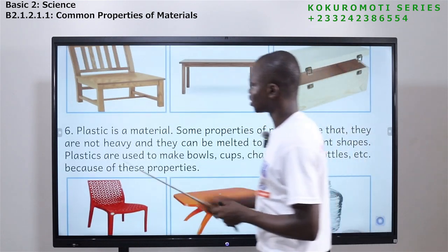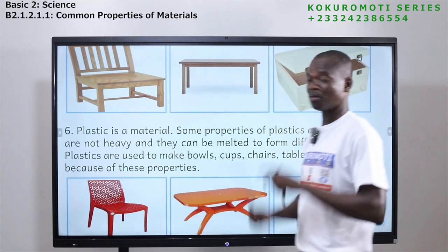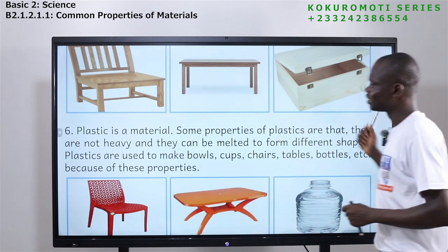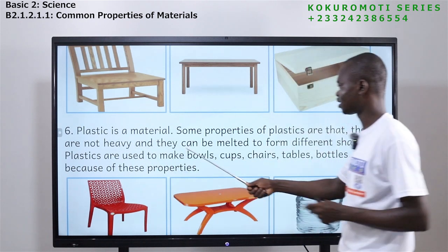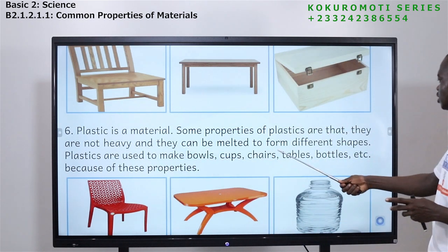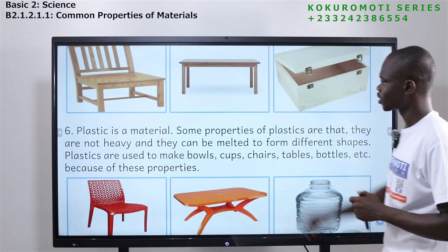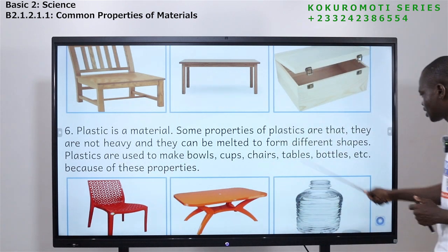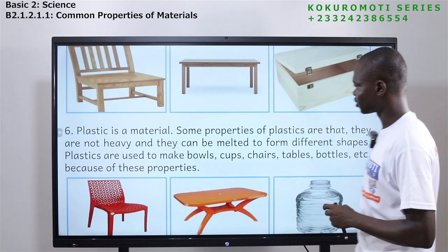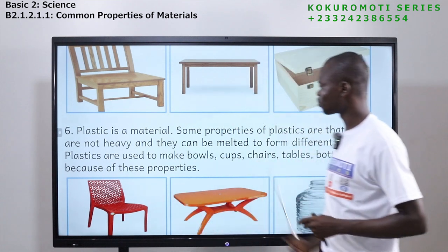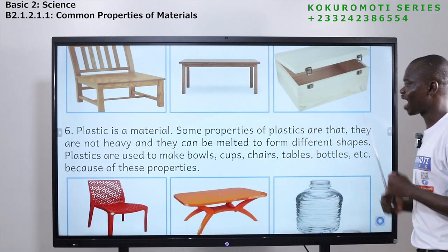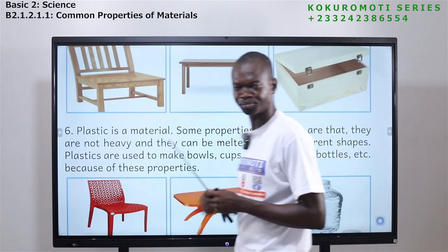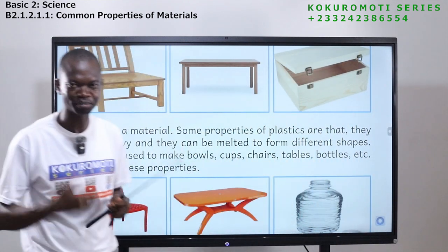Now let's look at these ones. The next one, plastic. Plastic too is a material. So some properties of plastics are that they are not heavy and they can be melted to form different shapes. Plastics are used to make bowls, cups, chairs, tables, bottles, etc. because of these properties. They are not hard, they are not heavy, and we can mold them. We can mold what? Plastics.